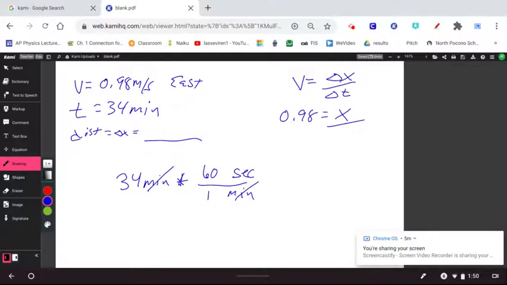34 times 60 is 2,040 seconds. So we put that up here. X then is equal to 2,040 times 98 hundredths. And we end up with 1,999.2. And this is going to be meters.